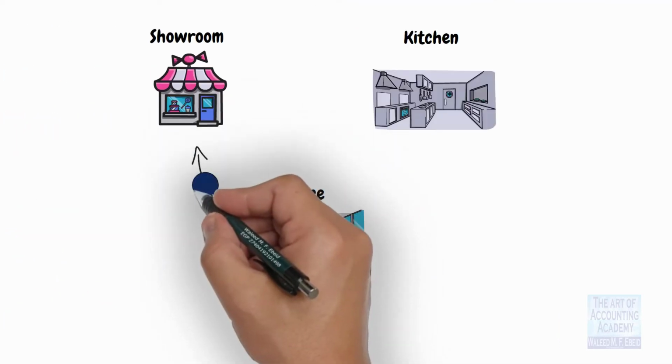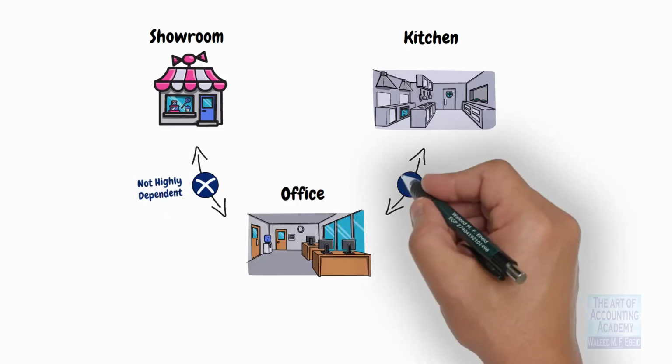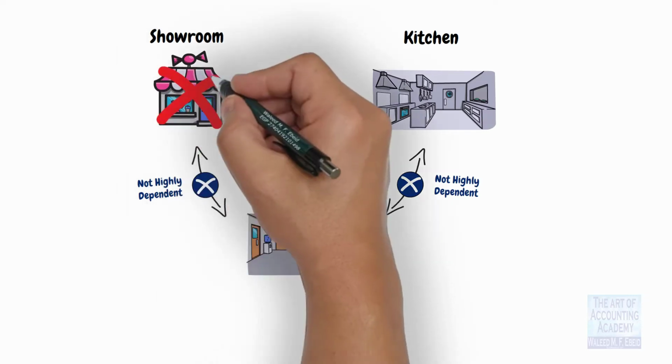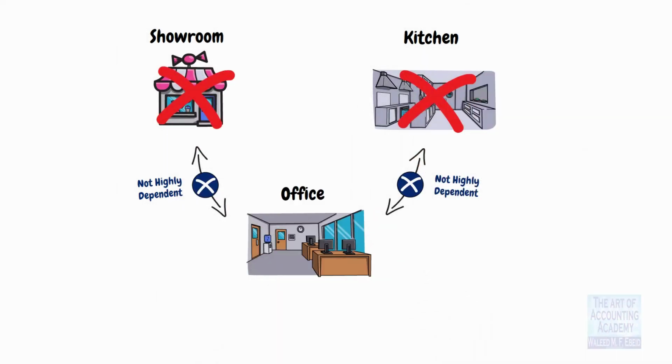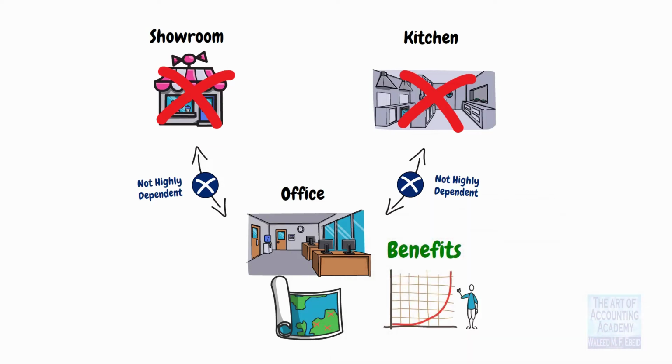As for the leased apartment, it is not highly dependent or highly interrelated with either the showroom or the kitchen. If the lessee decided not to lease the showroom or the kitchen, the lessee could still use the apartment to run its business in other locations in the country.